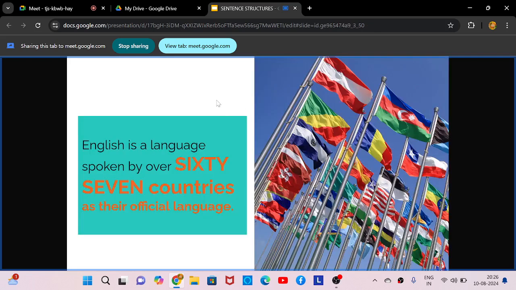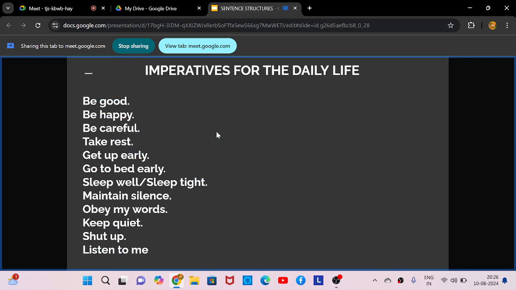Okay, so we are having a fact for you. English is a language spoken by over 67 countries as their official language. Okay, so ഇതൊരു ചെറിയൊരു ഫാക്റ്റ് ആയിക്കോട്ടെ, ഇന്നത്തെ നോളേജിനായിക്കോട്ടെ. 67 കൺട്രീസിലേറെ കൺട്രീസിൻ്റെ ഒഫീഷ്യൽ ലാംഗ്വേജ് ആണ് ഇംഗ്ലീഷ്, and India is one among those countries.